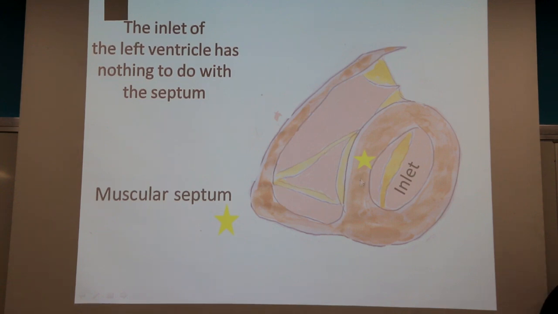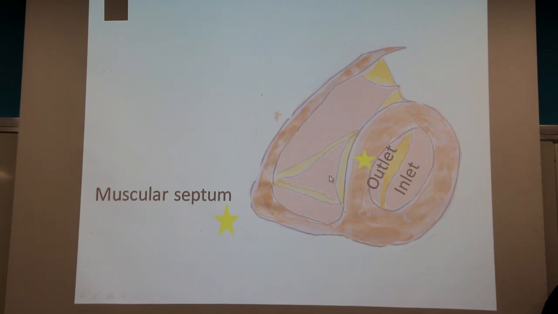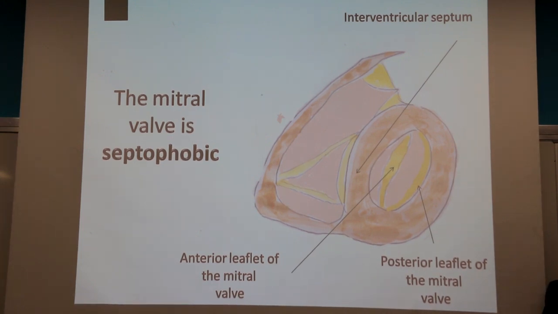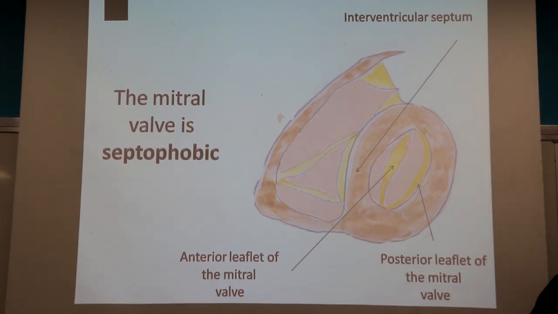Here is the septum, the muscular septum. And here is the inlet of the left ventricle. It is away from the septum. And here is the outlet. So here is the inlet and here is the outlet. The inlet has nothing to do with the muscular septum. I always say this word to my students: the mitral valve is septophobic. It has nothing to do with the septum. It is away from the septum.